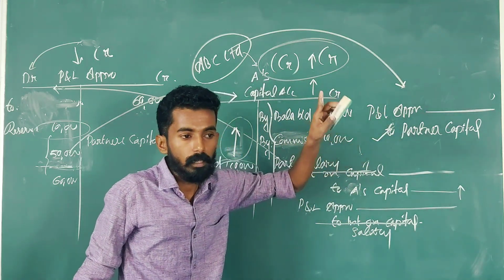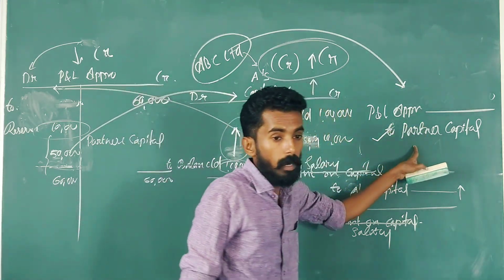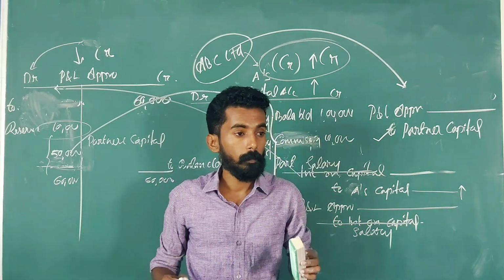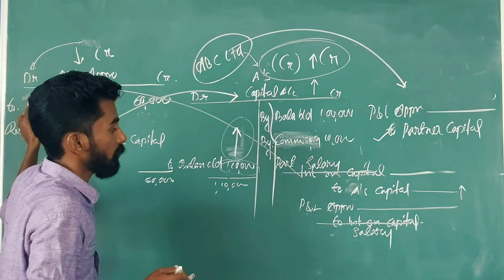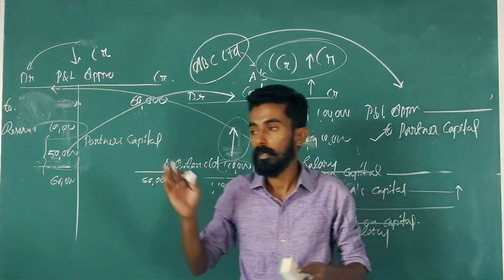So what is the last journal entry? Profit and loss appropriation account debtor to partners capital account. This is the way we are going to prepare profit and loss appropriation account and partners capital account. We can solve the exercise question after using this logic.